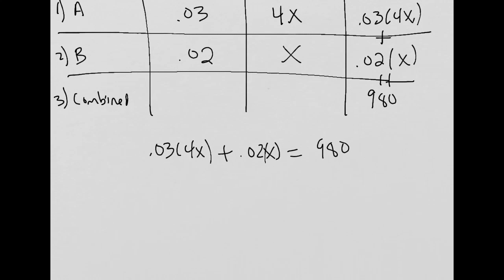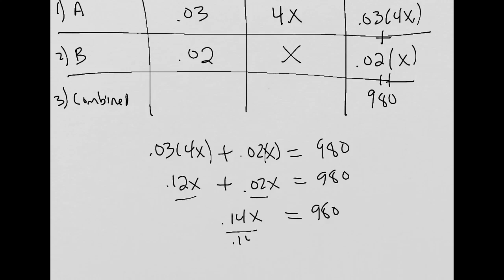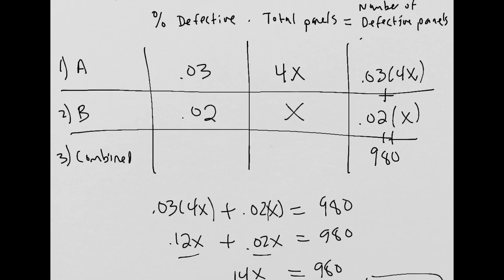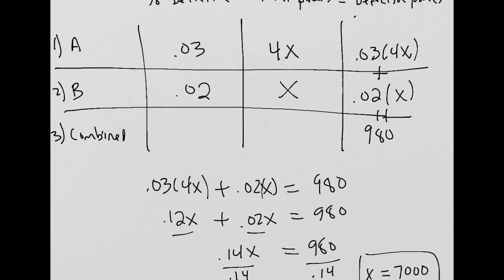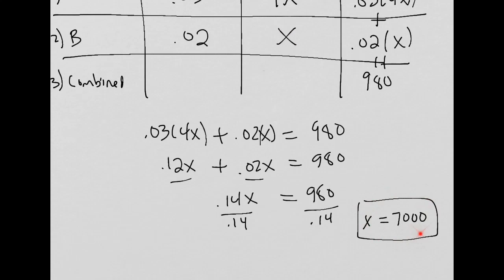So now if we solve that equation, 0.03 times 4x is 0.12x, plus 0.02x equals 980. Combine those terms, gives me 0.14x equals 980. Divide both sides by 0.14. And that gives me x equals 7,000. And that is my answer because x represented exactly what I was interested in finding, which was the number of panels that Plant B produced. So my answer is 7,000.